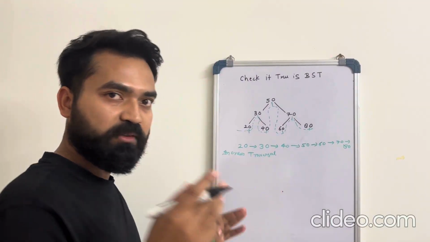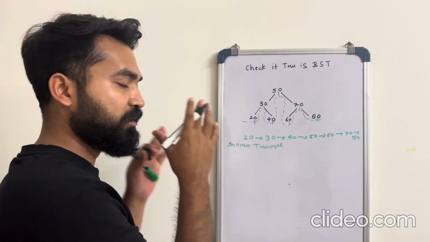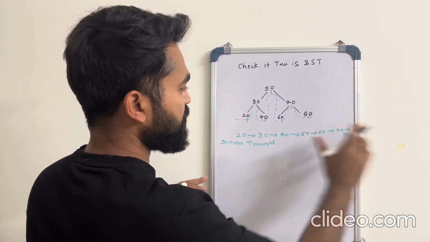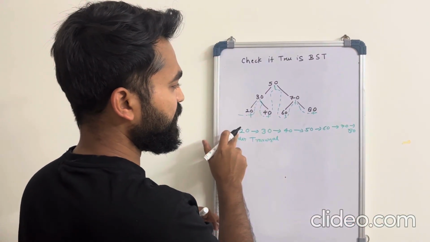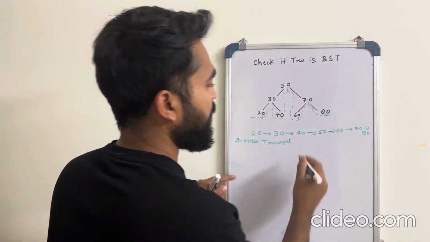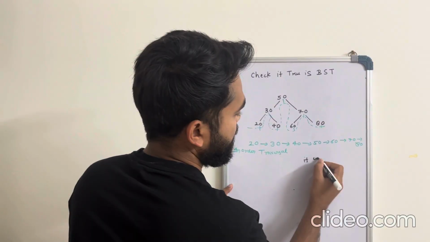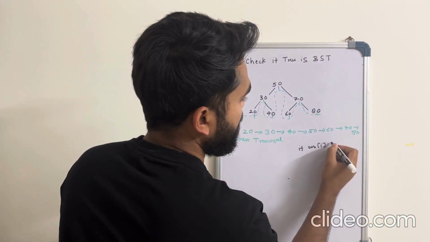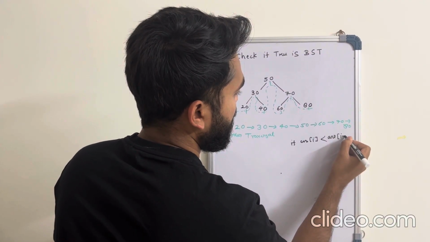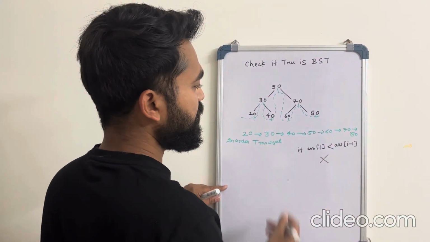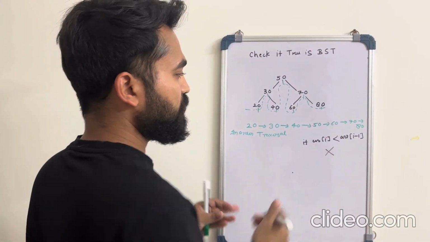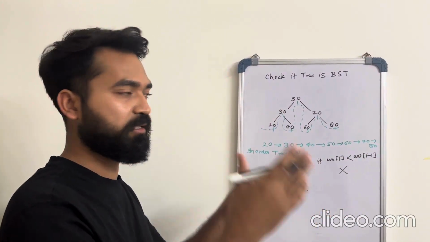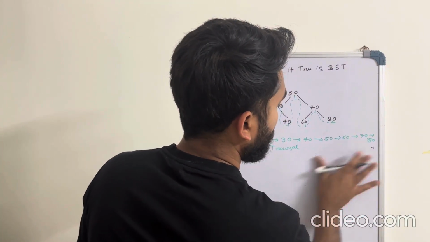So the goal is to calculate the in-order traversal and then check if it is sorted. Simply, we can loop through this in-order traversal and compare each element with the previous element. If at any point array of i is lesser than array of i minus 1, then it is not a BST, otherwise it will be a BST. So first we will calculate the in-order traversal, then we will check if it is sorted.